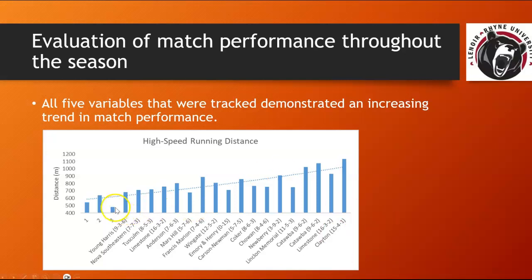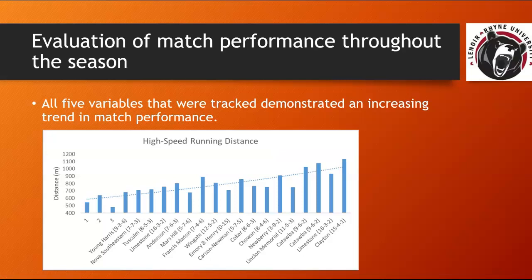So here we have high-speed running distance again. Our first 3 matches were exhibition games, and then we have our 18 different matches throughout the season, during the regular season and postseason play. So we can see this trend indicating that we are able to demonstrate greater levels of performance through high-speed running as we progress throughout the season.